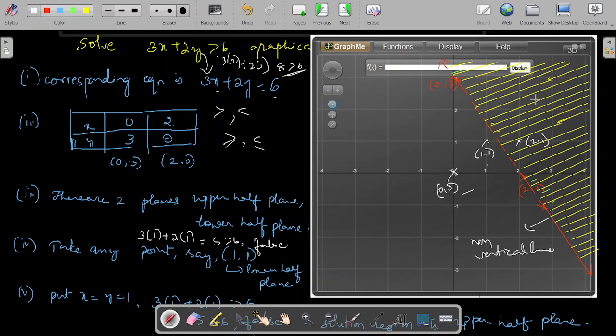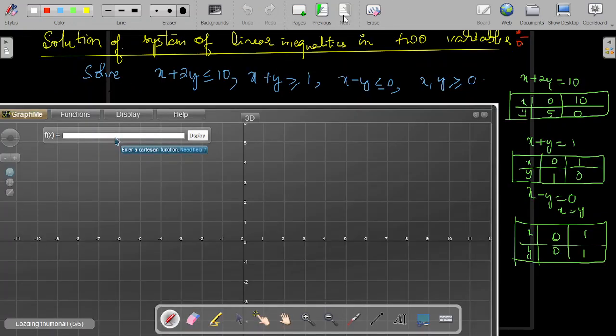For any point, if you consider in the upper half plane, it becomes a solution of this linear inequality. Hence, the solution set is the upper half plane. So that is how we solve a linear inequality in 2 variables. Now, let's look at one more topic: the solution of a system of linear inequalities in 2 variables.